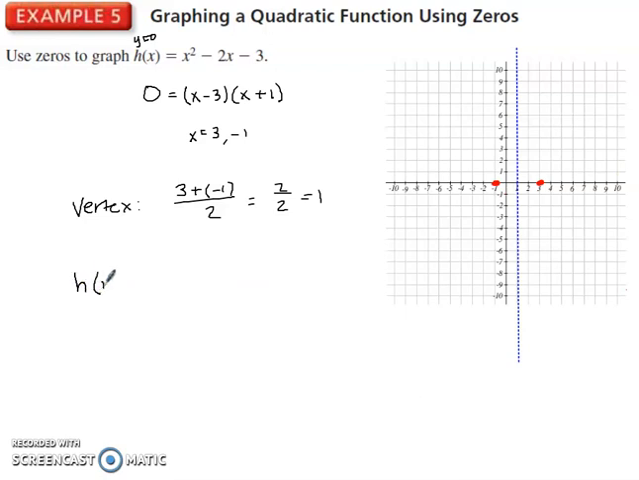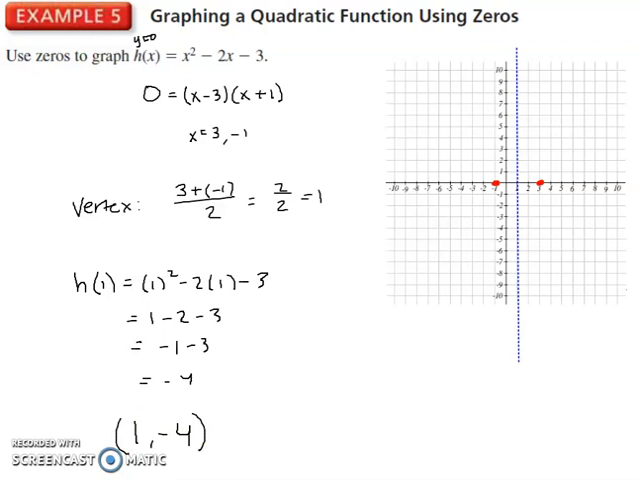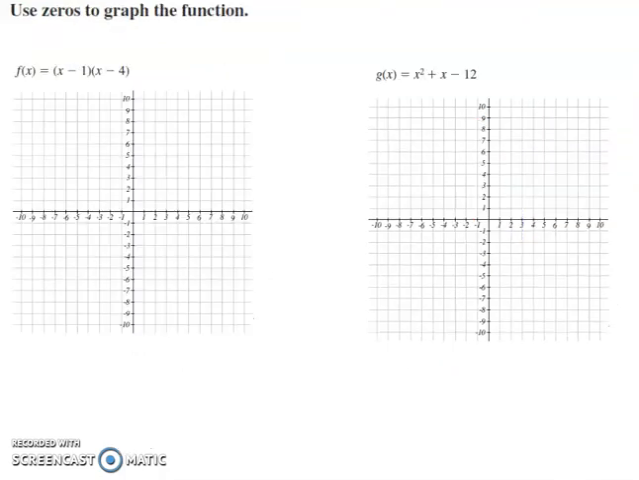To find exactly where, I plug in that value. 1 squared minus 2 times 1 minus 3. 1 minus 2 minus 3 is negative 4. So that tells me that my vertex occurs at 1, negative 4. So that would be right here. And that's enough for me to be able to sketch my graph. So your parabola would look something like that. All right, your turn. Go ahead and pause the video and practice graphing these two parabolas on your own.